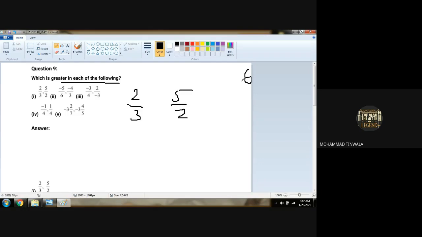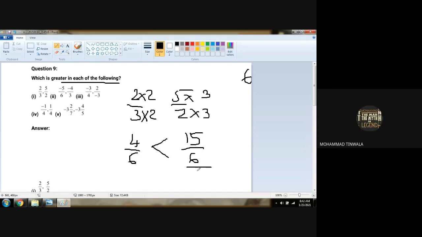So 6 will be the LCM. After getting the LCM, we have to multiply both to make the denominator 6. This will be multiplied by 2, and this will be multiplied by 3. So 2 twos are 4 upon 6, and over here 15 upon 6. So which do you find greater? 15 upon 6, which is 5 upon 2. Therefore, 5 upon 2 is greater than 2 upon 3. That's it.